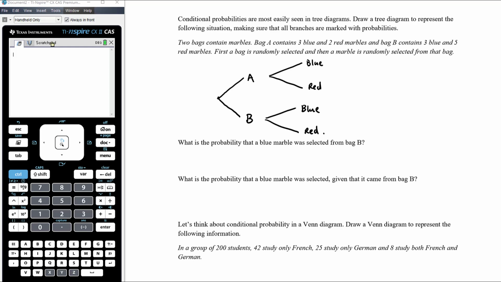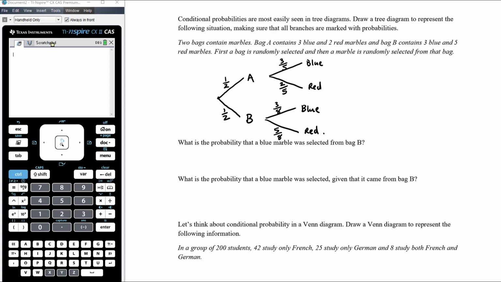So first, a bag is randomly selected. So we've got 2 bags, it's a random selection, so equally likely to be selected, so therefore half and half. Okay, then we know if we selected bag A, it has 3 blue and 2 red marbles. So the probability of choosing a blue marble from bag A is going to be 3 out of 5, and a red marble from bag A is 2 out of 5. Bag B has 3 blue and 5 red marbles. So the probability of getting a blue marble out of bag B is 3 out of 8 and 5 out of 8 for a red.